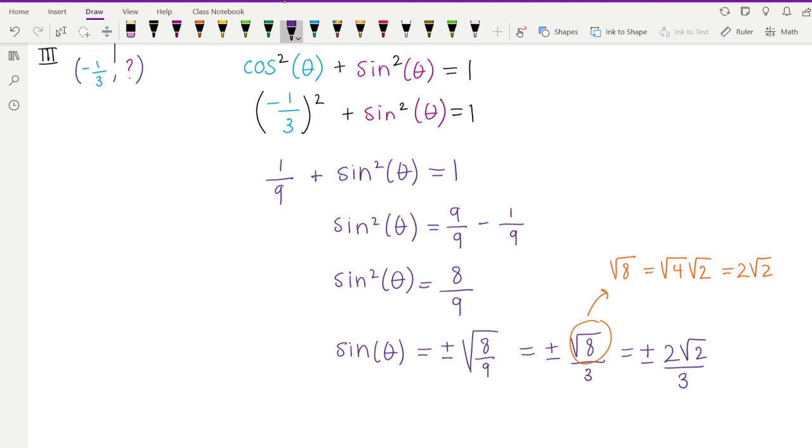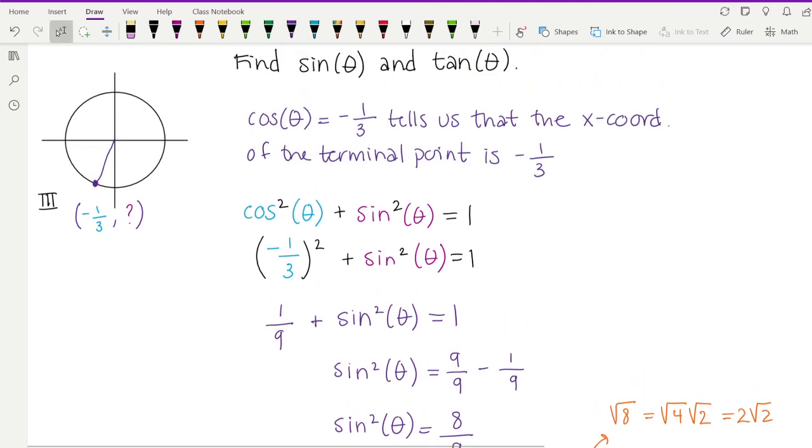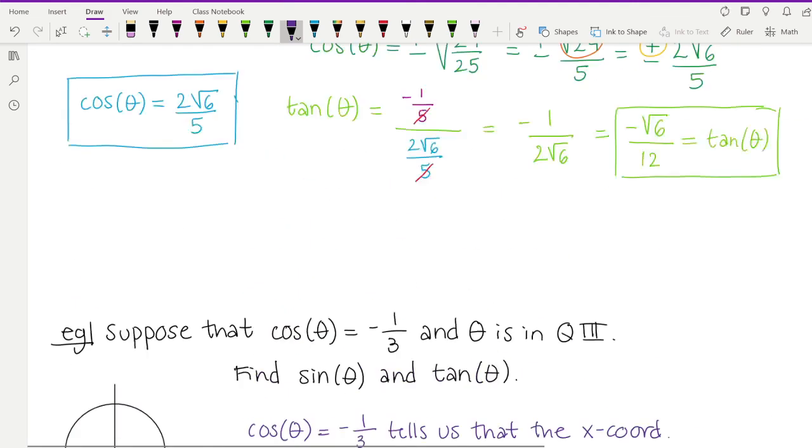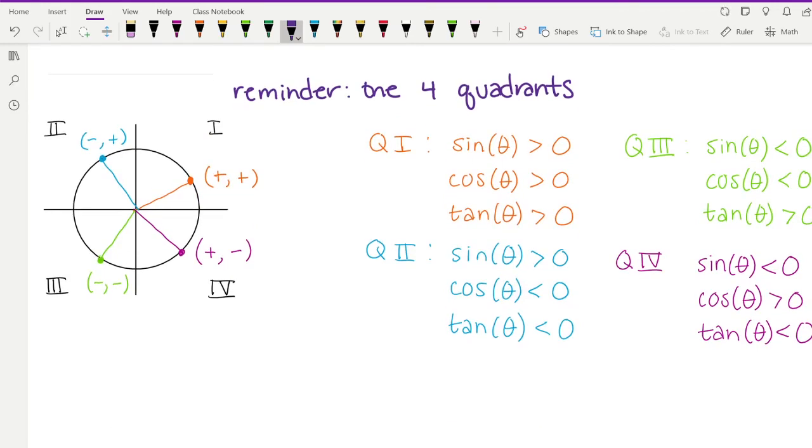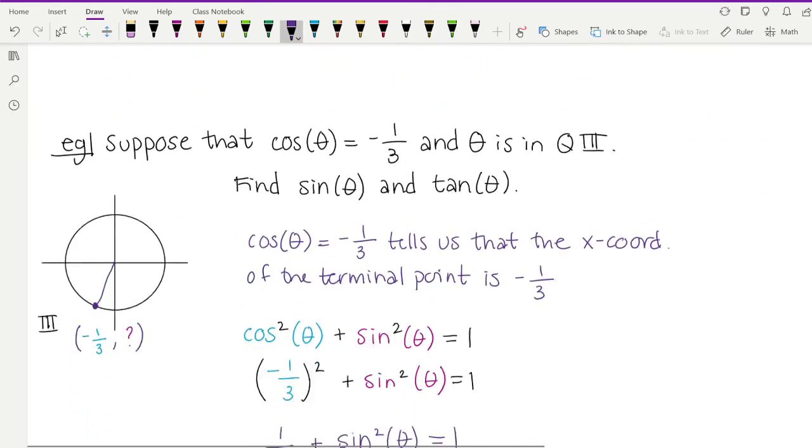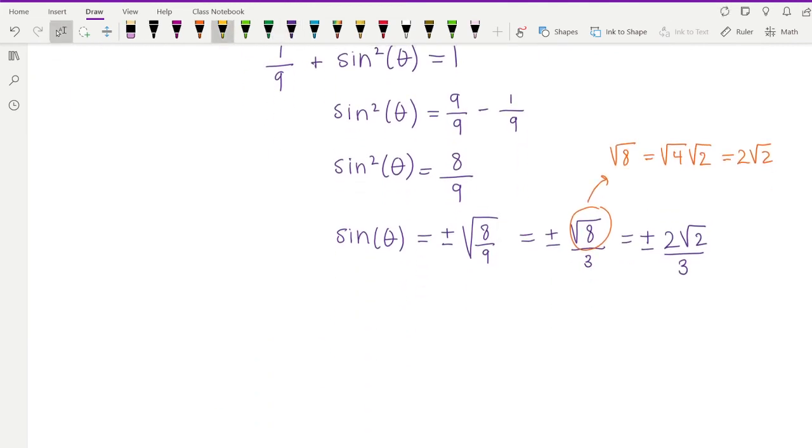Okay, so how do we figure out which one it is? Well, again, that's where the quadrant comes into play. By looking at our picture here, because we're in quadrant 3, we can tell that the y-coordinate should be negative. In quadrant 3, both the x and y coordinates are negative. And that goes back to what we talked about at the beginning, right? In quadrant 3, sine and cosine should both be negative. So that tells us that our answer is going to be this one, because we're in quadrant 3. So we can conclude now that sine of theta is equal to negative 2 root 2 over 3.